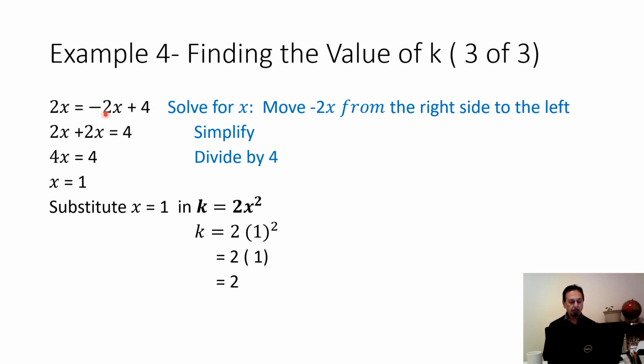So we move the negative 2x to the left side, so we get 2x plus 2x, which is 4x, and we divide by 4, and we get x equal to 1. Now we substitute x equal to 1 in the equation k equals 2x squared. So we get k equal to 2 times 1 squared, which is 2 times 1, which is 2. So k is 2.